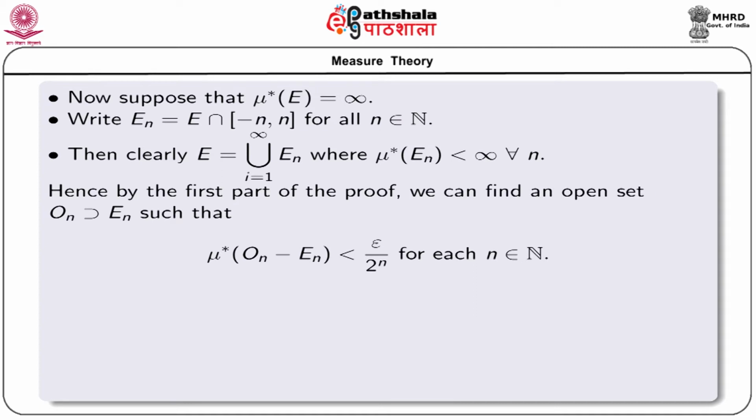Hence, by the first part of the proof, for each n we can find an open set O n containing E n such that mu star of O n minus E n is less than epsilon by 2 to the power n.